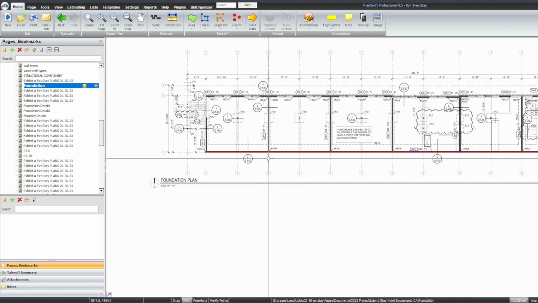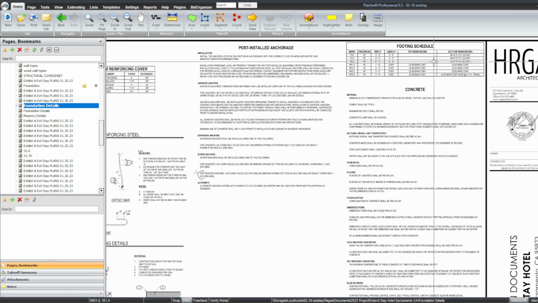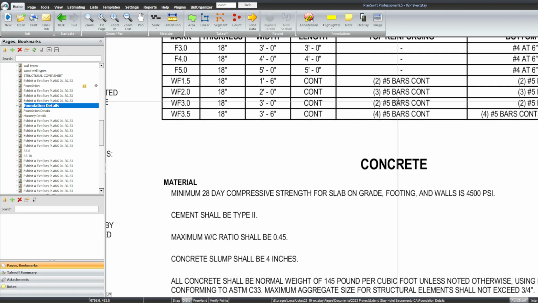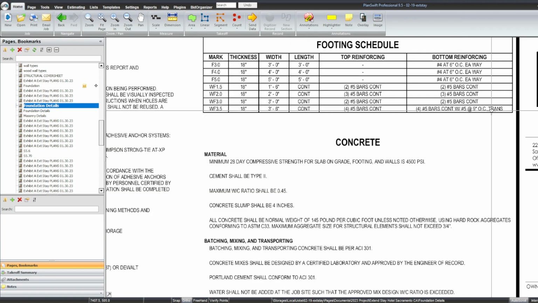Okay, so all of them are pretty much all the same. Okay, foundation to, now we have 3 number 5 continuous, and this was the only one, the 3.5 wall footing, the only one that had the transverse, so.